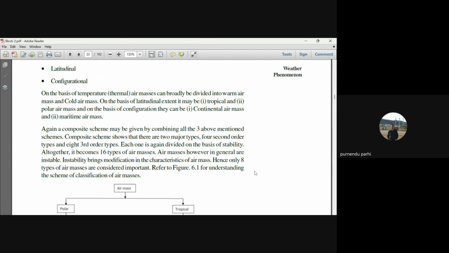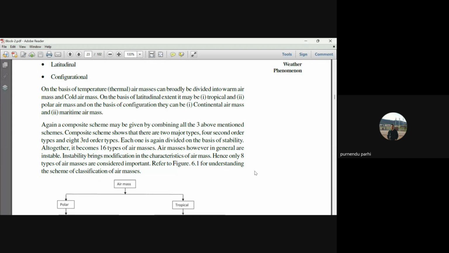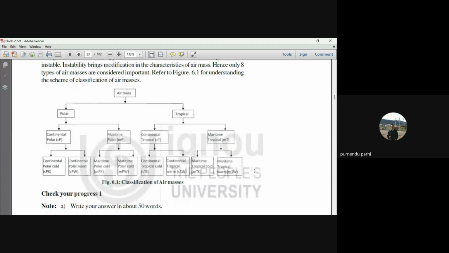The composite scheme shows that there are two major types, four secondary order types and eight third order types. Each one is again divided on the basis of stability. Altogether, it becomes 16 types of air masses. So here it has been shown. Air masses are of two types, polar and tropical. Polar is again divided into continental and maritime. Tropical is divided into continental tropical and maritime tropical.